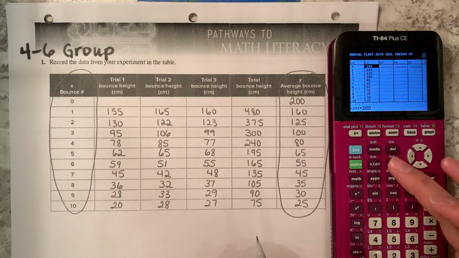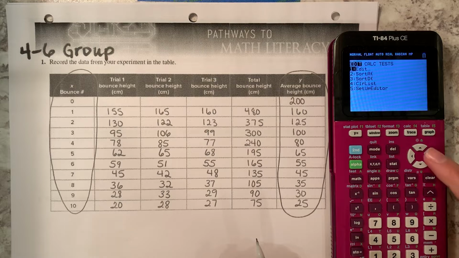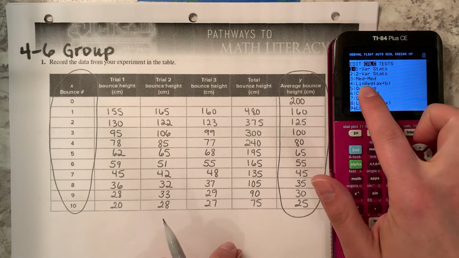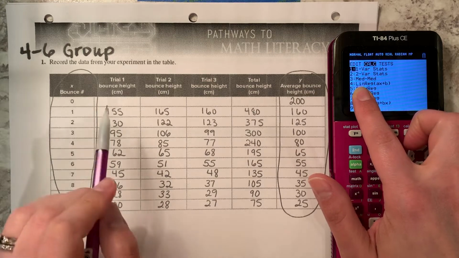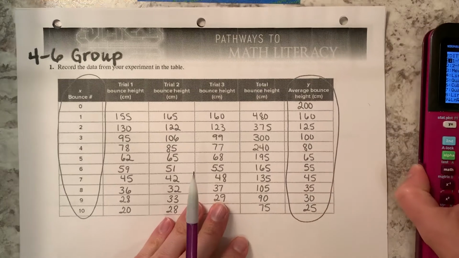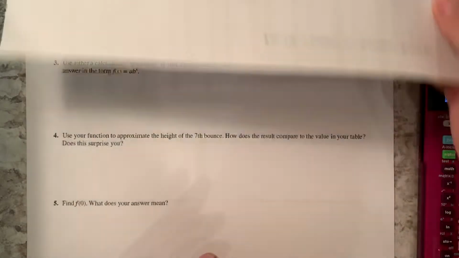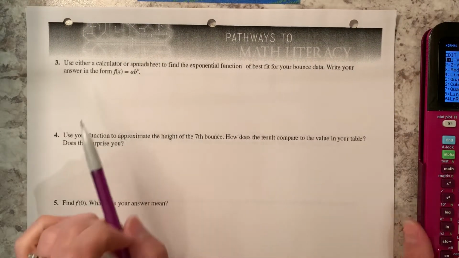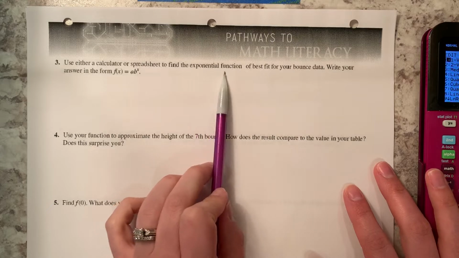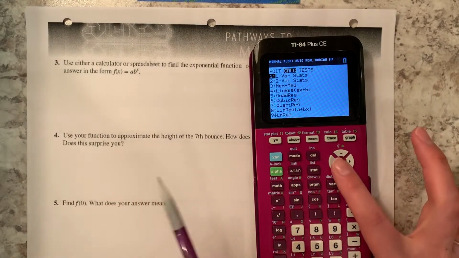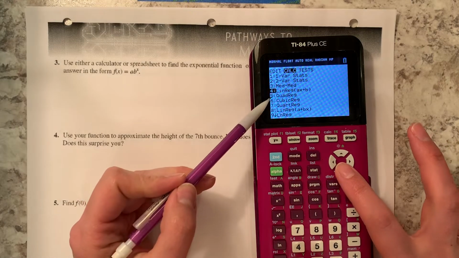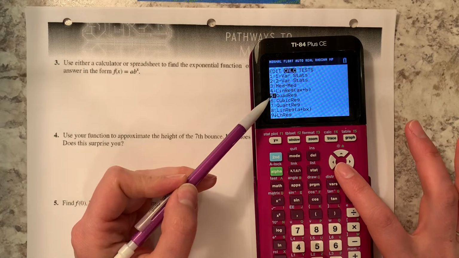All right, after you have the data entered, we're going to press stat again. Okay, arrow over to calculate. And we're used to going to number 4 because that's linear regression, but we know that this is not creating a line, mostly just because we've been working with exponential functions, but also because number 3 specifically says find the exponential function. So on the calculator, you'll notice there's quadratic regression, that's for parabolas.